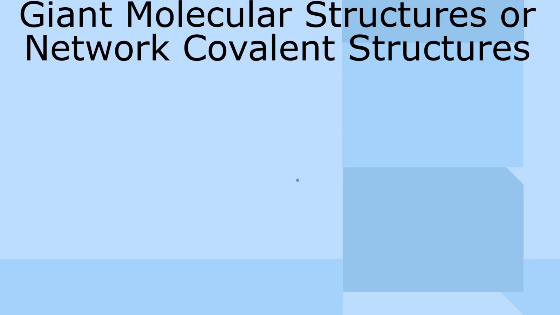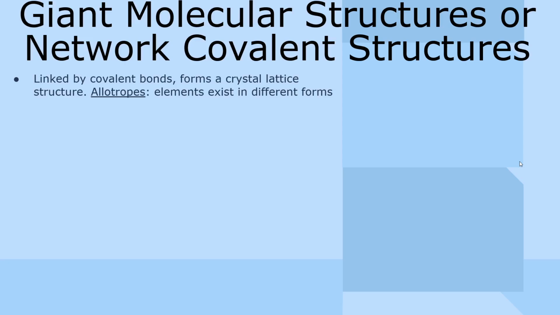So the next thing we're going to talk about are giant molecular structures, or covalent network, or network covalent structures. Now these are linked by covalent bonds and they form a crystal lattice structure. Ionic lattice, except covalent, and so it's crystal. So these are allotropes. Allotropes are elements that exist in different forms. For example, carbon and silicon, group 14, are the only ones that are going to form this giant molecular structure or network covalent structure.